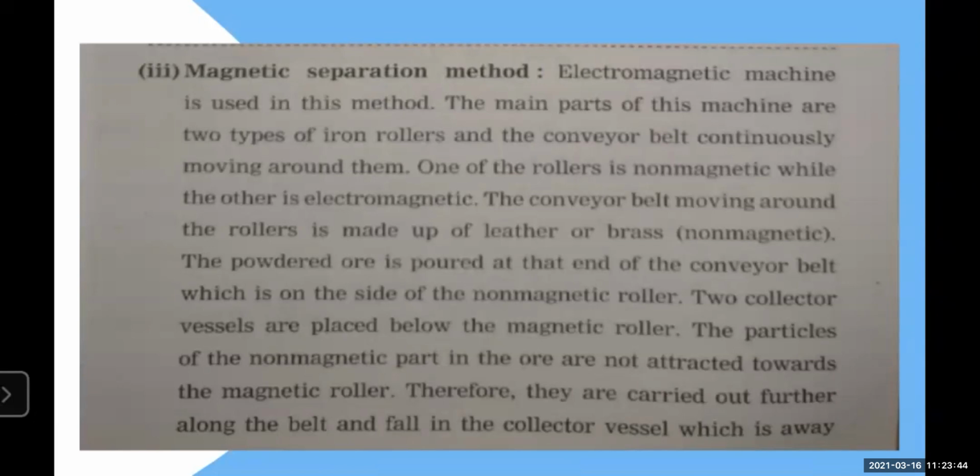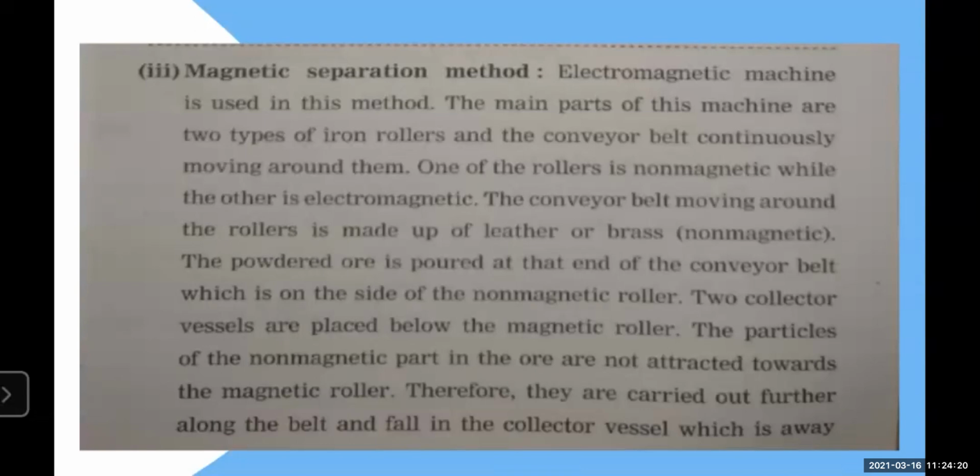Electromagnetic machine is used in this method. The main parts of this machine are two iron rollers and a conveyor belt continuously moving around them. One of the rollers is non-magnetic while the other is electromagnetic. The conveyor belt moving around the rollers is made up of leather or brass, that is non-magnetic, and the ore is powdered and poured at the end of the conveyor belt which is on the side of the non-magnetic roller. Two collector vessels are kept below the magnetic roller.